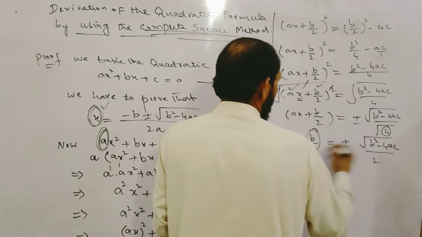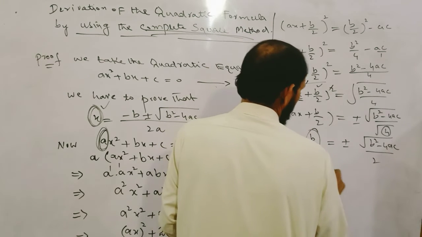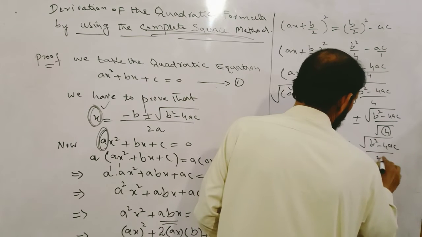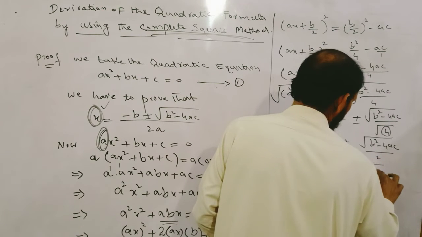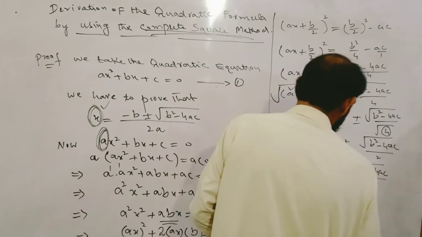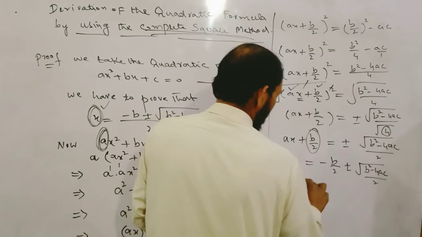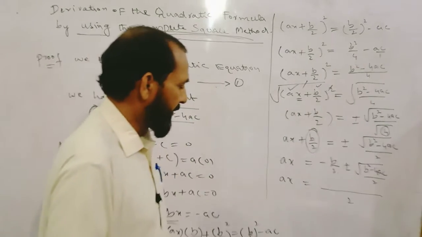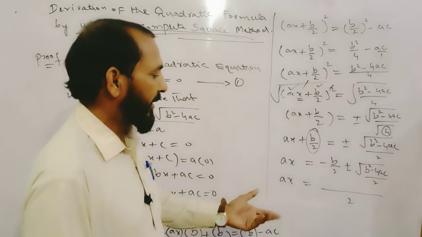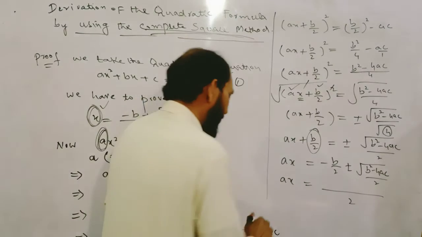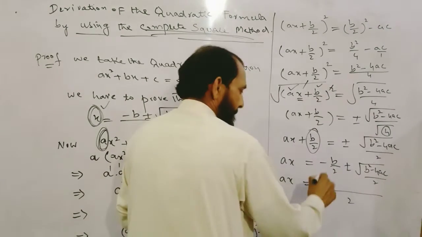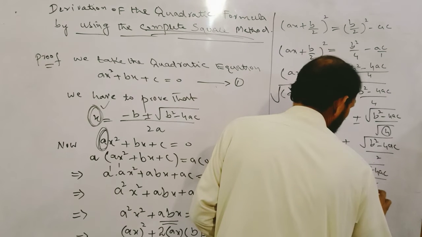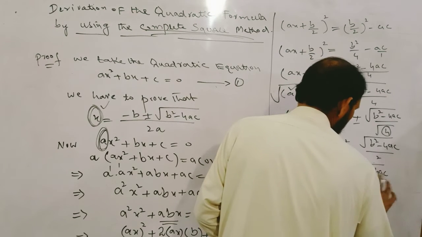So we can take it on the right hand side, and the sign will be changed: b square minus 4ac over 2. Here we can take the LCM again. Both have the same denominator, and the LCM is 2. After simplification, b square negative 4ac has the same values.